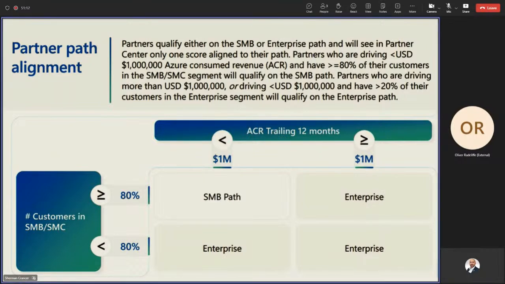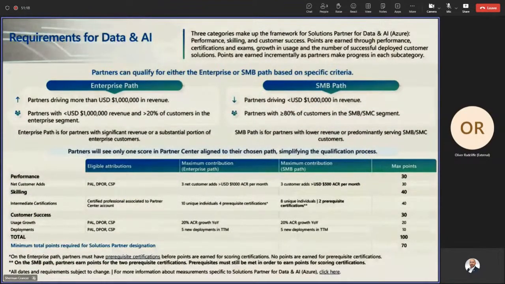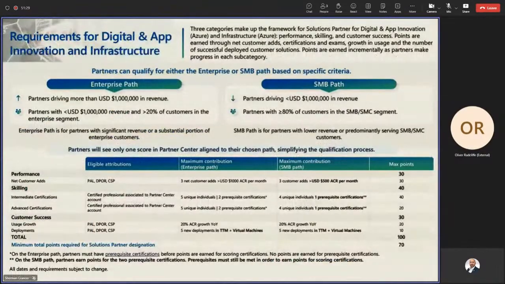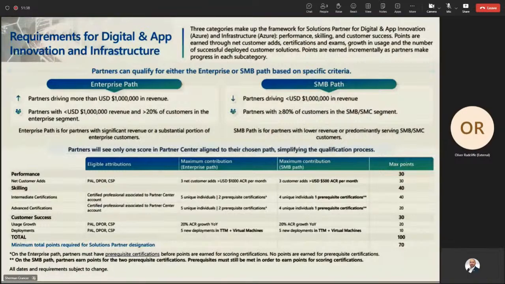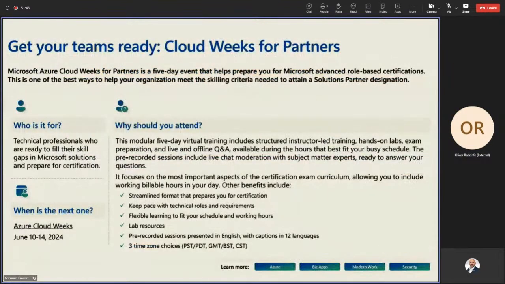Okay. In your slide deck, you're going to have these 2 slides, which is basically just a reference slide that you can send out to your partner base saying, hey, these are the maximum points. This explains to you enterprise path or SMB path, right, for them, or digital app and innovation and infrastructure. So I'm not going to go over these because these are just the same things we just talked about, but a good thing to print out. All right, let's go to the next one.